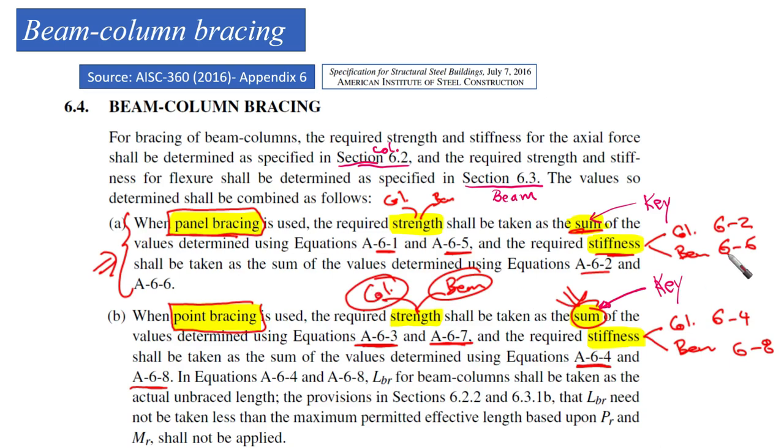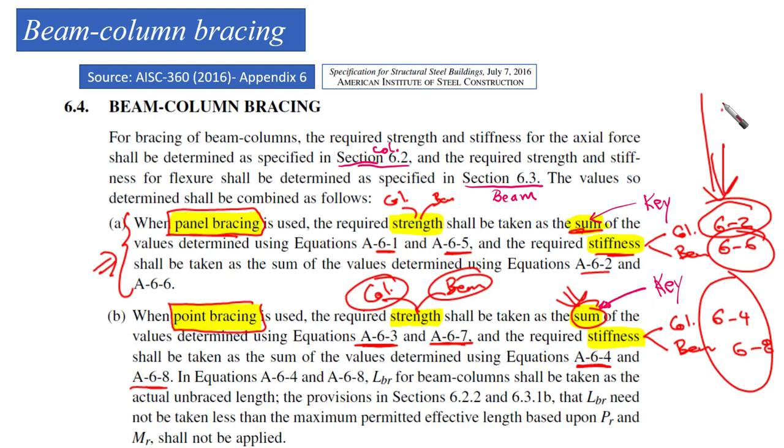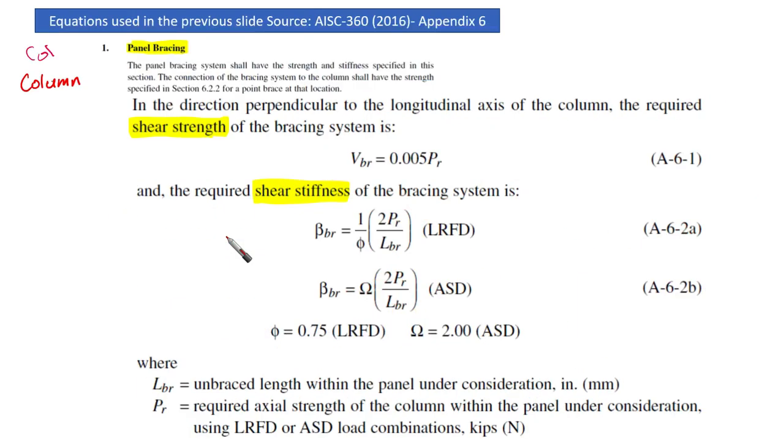What are these equations that I have put here, 6-2, 6-6, 6-4, 6-8? We're going to explain them in a minute. Okay, so we have panel bracing, we have point bracing. For the panel bracing, the equations involved are, this is for the panel bracing for column.